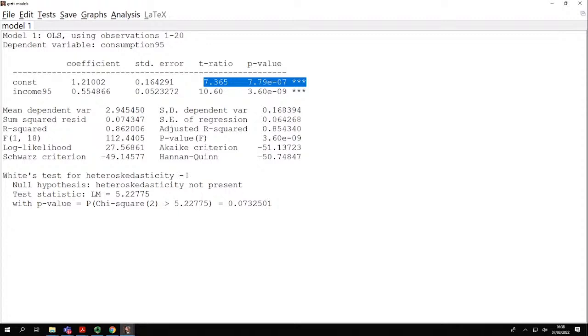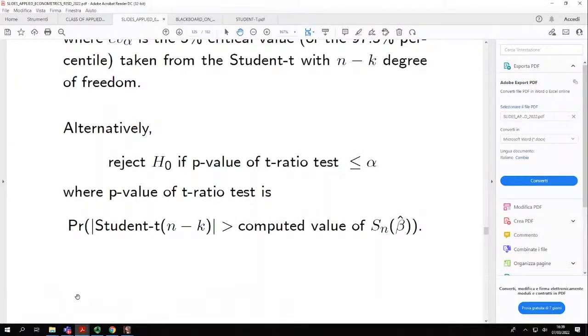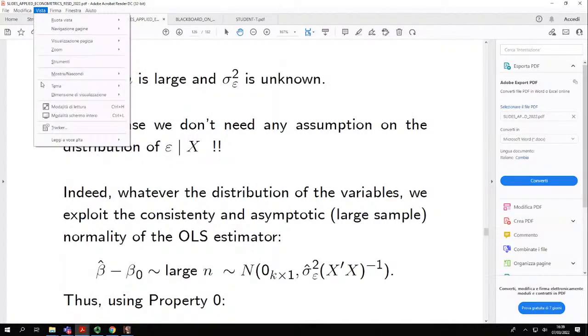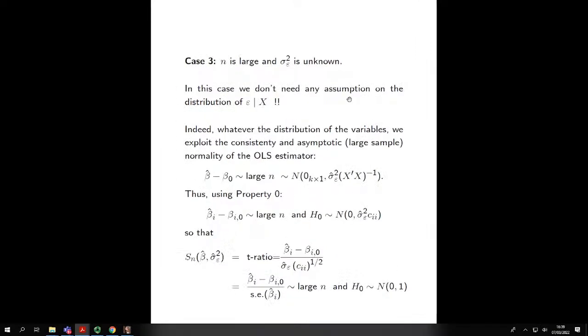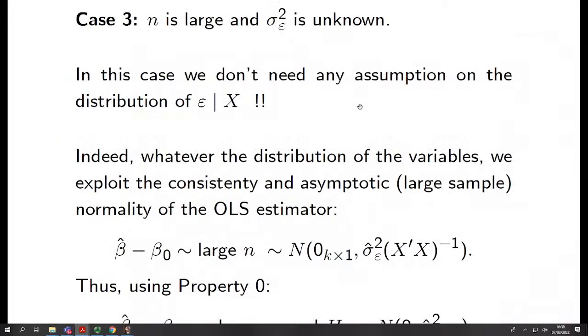Now, last case, case number 3. I come back to the slides, but if you have questions, please don't hesitate to ask. Now, we have for this case 3, which is the case where n is large, and of course, sigma square is unknown. Okay. Now, the appealing feature of case 3 is that we don't need normality.